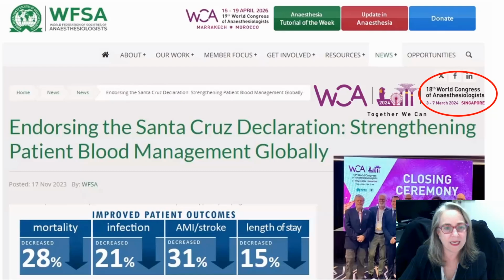So finally, patient blood management. This is a slide from the World Congress of Anaesthesiologists in Singapore earlier this year. It's squarely on the table. It's the challenge for the next cohort of people coming through. It improves patient outcomes, and what the hell is holding it up?